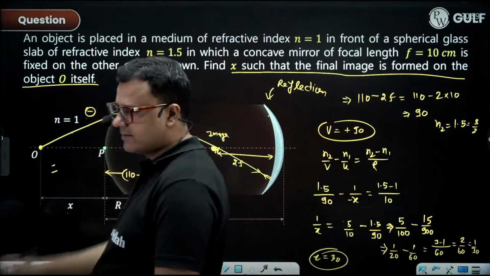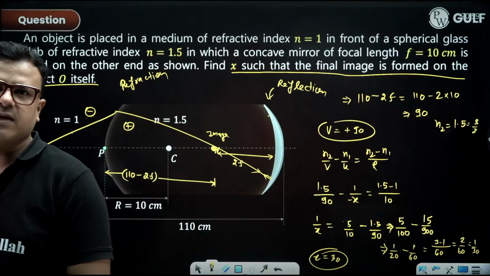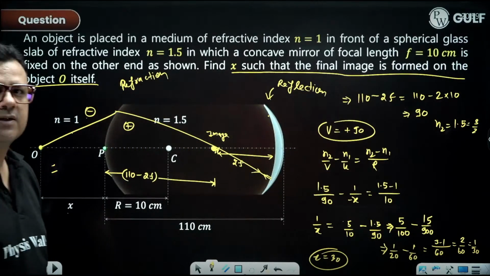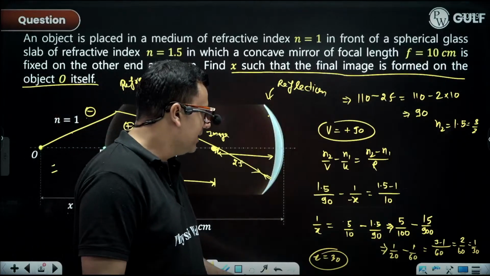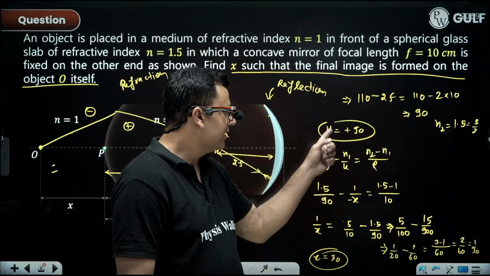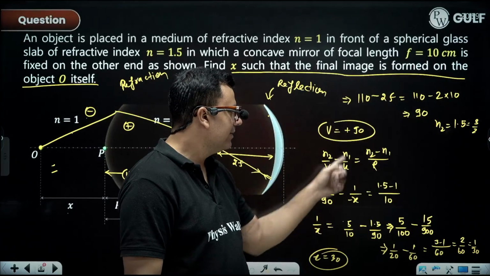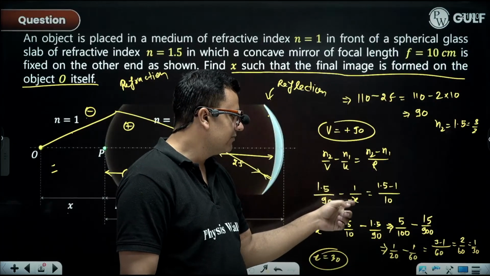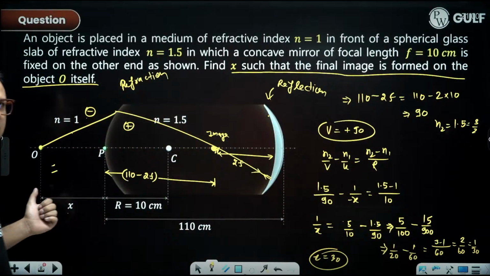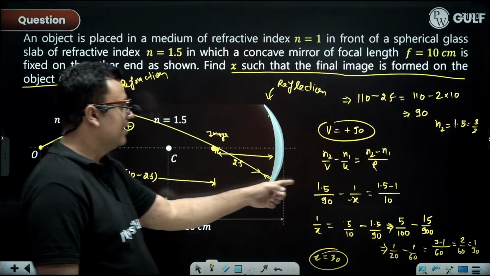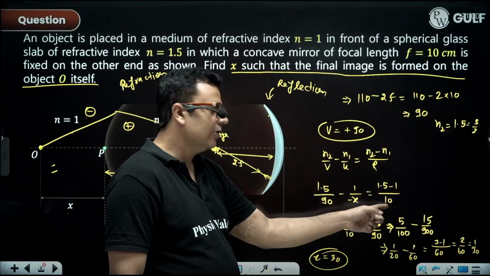Yes, my dear friends. We already put the negative sign, that's why we didn't get the answer in negative. Let me repeat again. This is 1.5, the refractive index, over 90. N1 is 1. X is on the other side, so it's negative. So minus x equals 1.5 minus 1 upon 10.